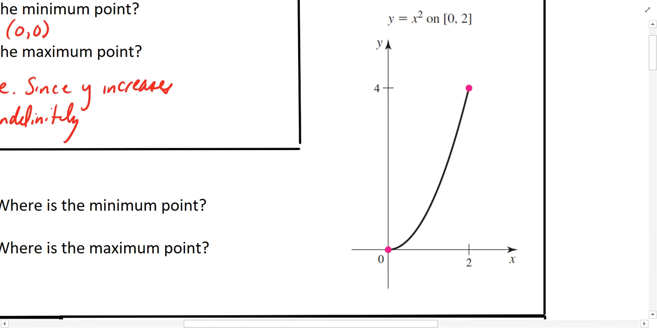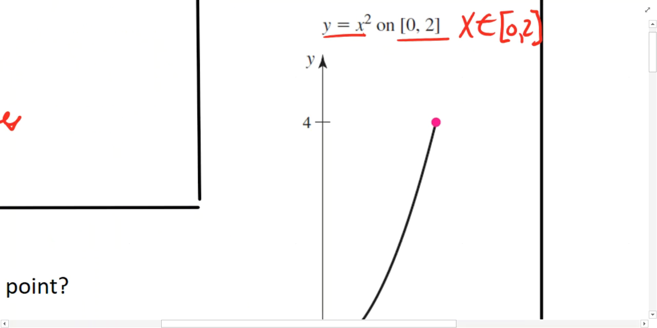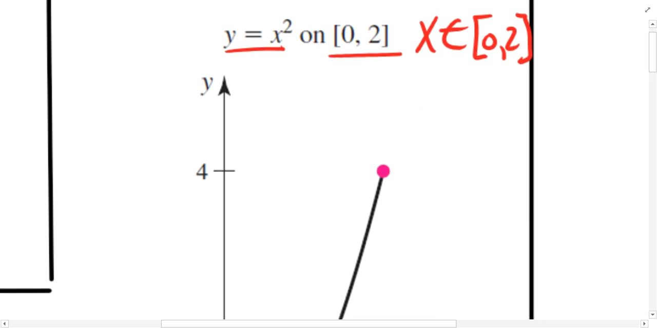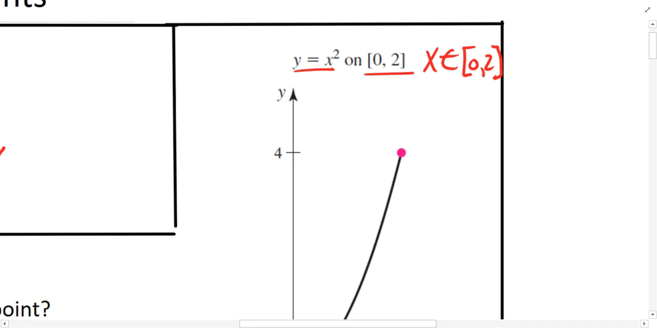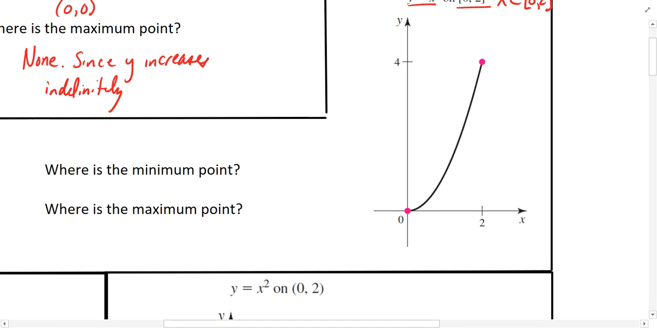Now if we jump over to the side here, we see the same equation, y equals x squared, but this time we're talking about on the interval from 0 to 2. So all x values between 0 and 2 inclusive. So we include the point at 0 and the point at 2 on the x-axis. So in this little section here, where is the minimum point? Well, that occurs at the same spot, 0, 0. The minimum point, of course, being the lowest point in the graph, the lowest value associated with the y-axis.